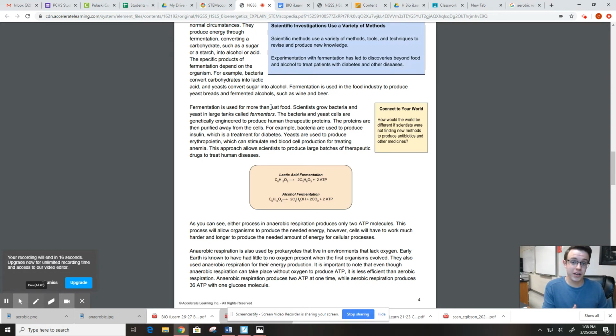So that's the whole idea behind anaerobic respiration. Depending on what species you're in, you either go through lactic acid or alcoholic, and you do not get enough energy to sustain you like you would with aerobic respiration.